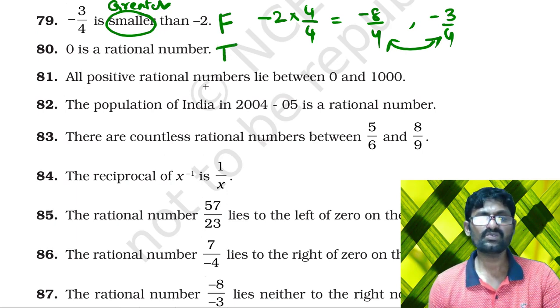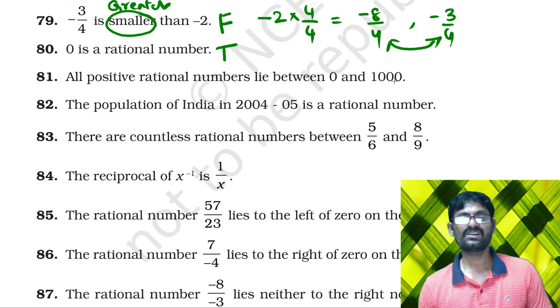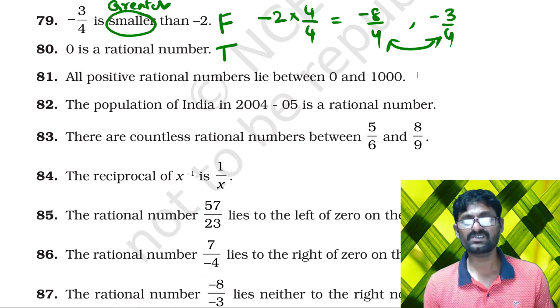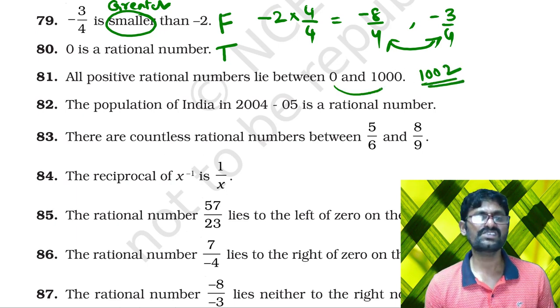81. All positive rational numbers lie between 0 and 1000. Is it correct? No, it is not correct. There are so many rational numbers which are not in between 0 and 1000. Suppose you take 1002, this is a rational number and it is not in between these two. So this is a false statement.